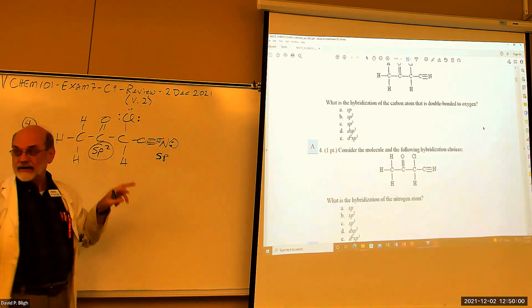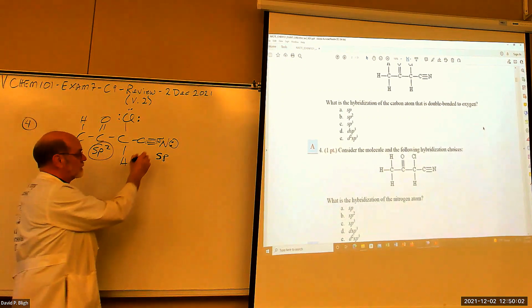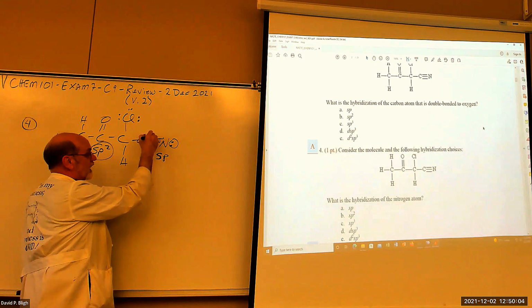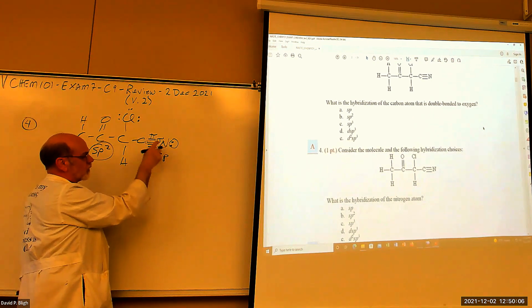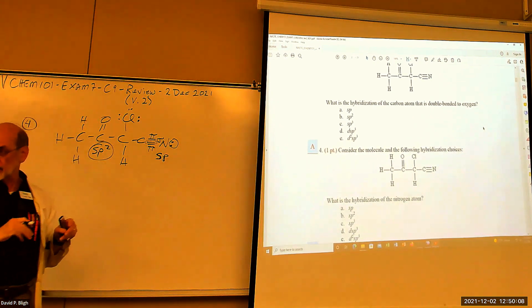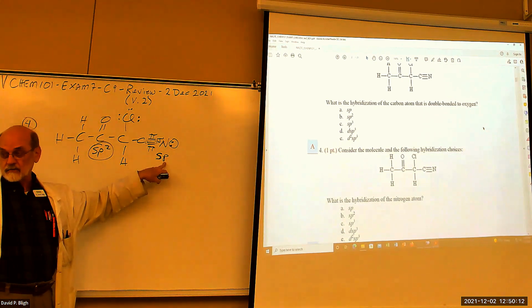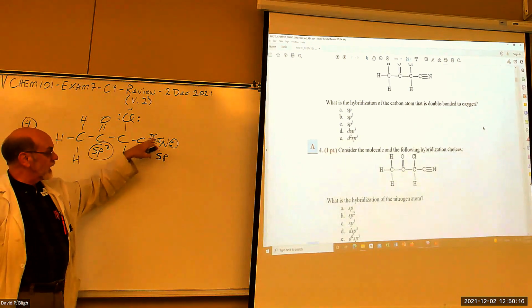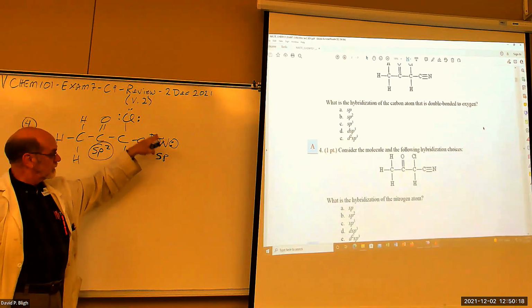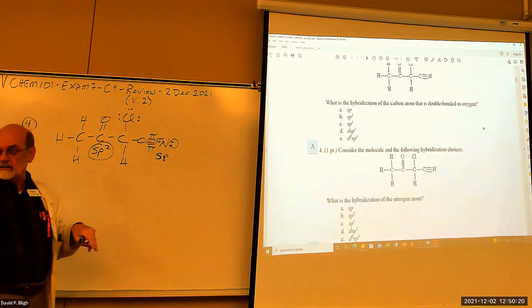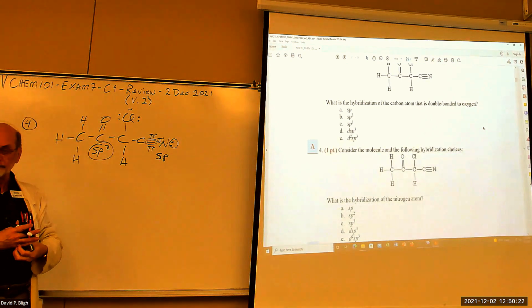Now, how do we get the pi's? Remember? It's got 2 pi's here. You overlap unused p orbitals. We only used 1 p here. Right? We got 2 extras that haven't been used. Those are the ones that overlap with carbon and give you the 2 pi bonds.